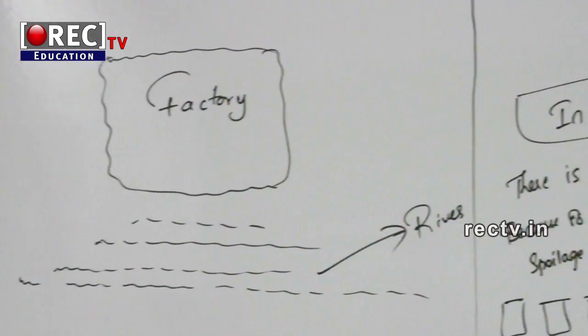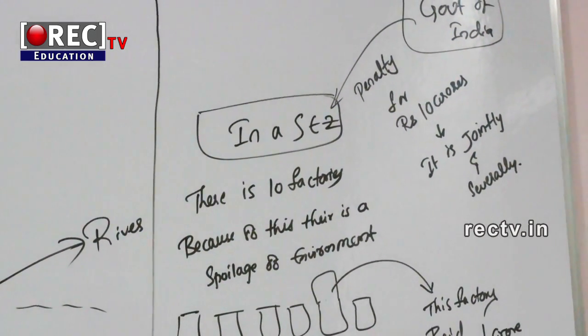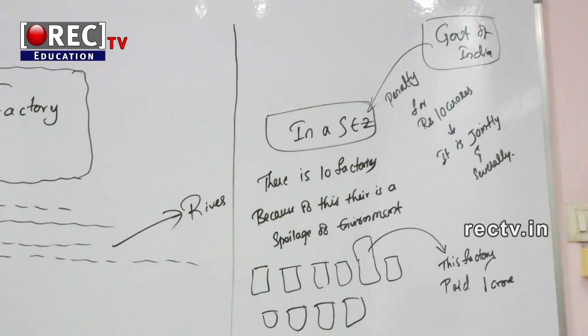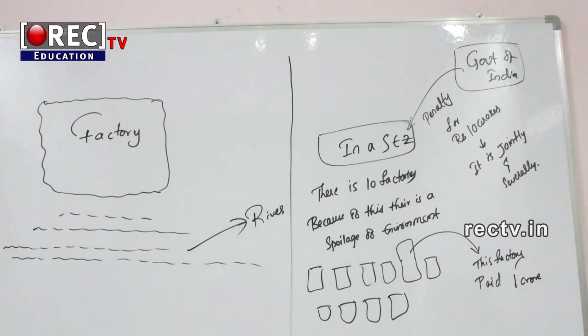And consider the next example. Here in this example there are two things: how you deal with a provision and a contingent liability. In a SEZ there are 10 factories. Because of this there is a spoilage of the environment. Here those boxes are treated as factories, and there is one factory of mine that is a big factory, and because of the spoilage of the environment, and there is also an Environment Act at present. Under this Environment Act, all the factories have to pay compensation to the government. So the government made a penalty on those 10 factories for rupees 10 crores.